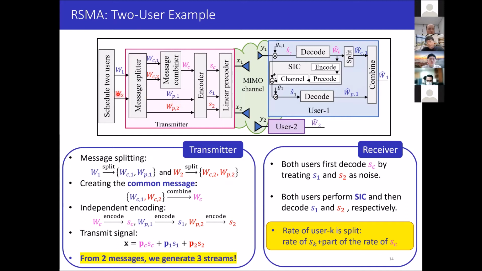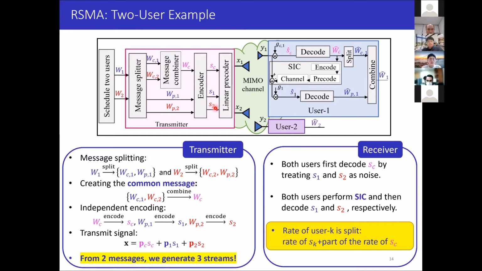And similarly for the red part of the bits goes here, part of the bits goes there. Then I take those parts, this common part W1, and I combine them into a new message I create. It's called WC. And now I have three messages, WC, WP1, WP2, and I code them independently into three streams, SC, S1, S2. SC is what we call the common stream, S1 and S2 are called private streams.